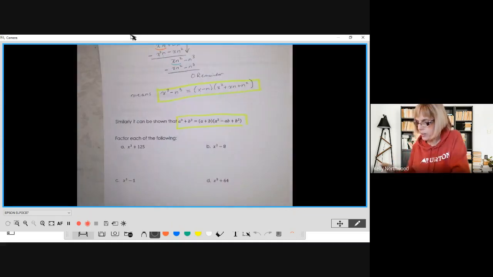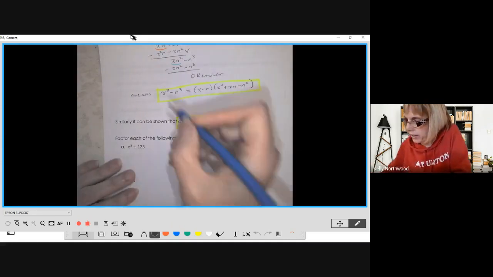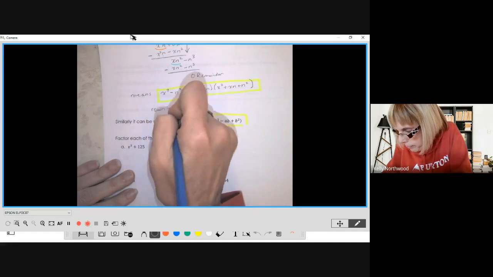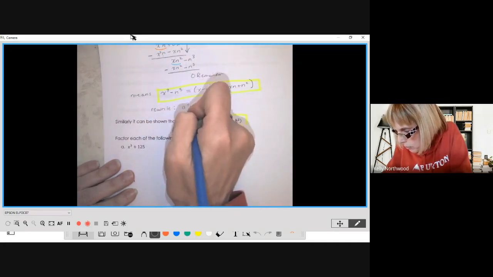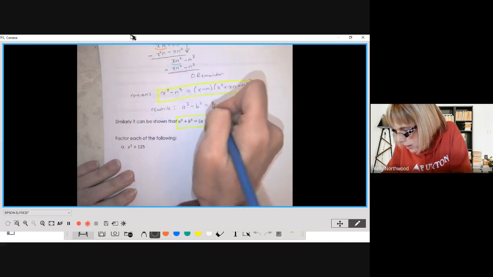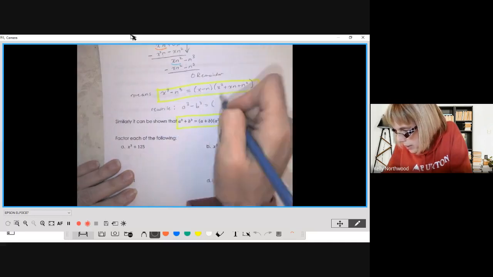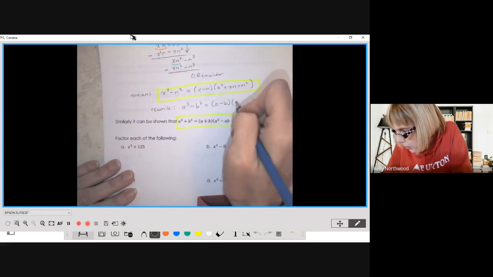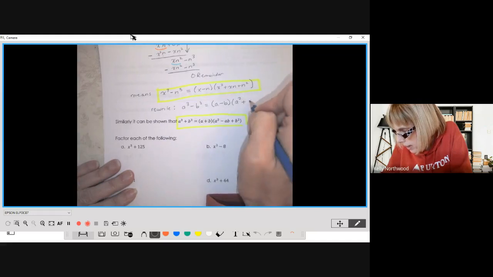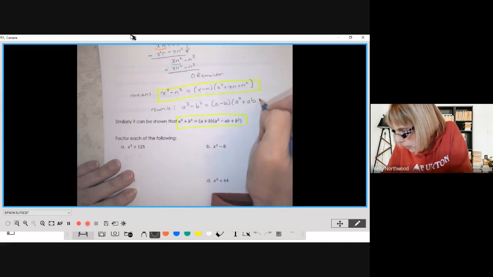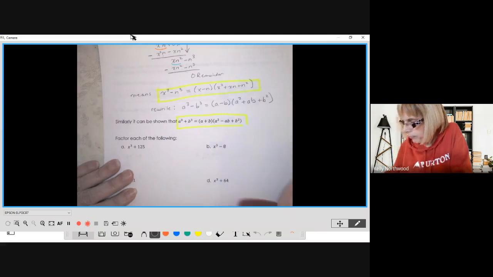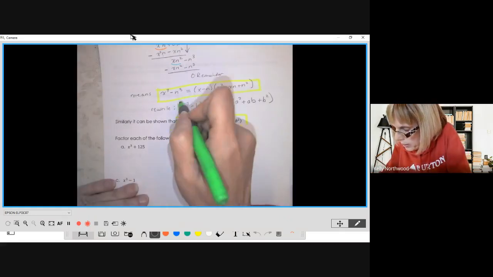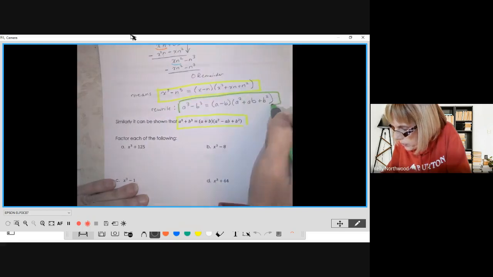This is my difference of cubes, but let's rewrite it so that it's in terms of a and b. So a cubed minus b cubed is going to be a minus b times a squared plus a times b plus b squared. I should have done this in a different color. This is my difference of cubes.